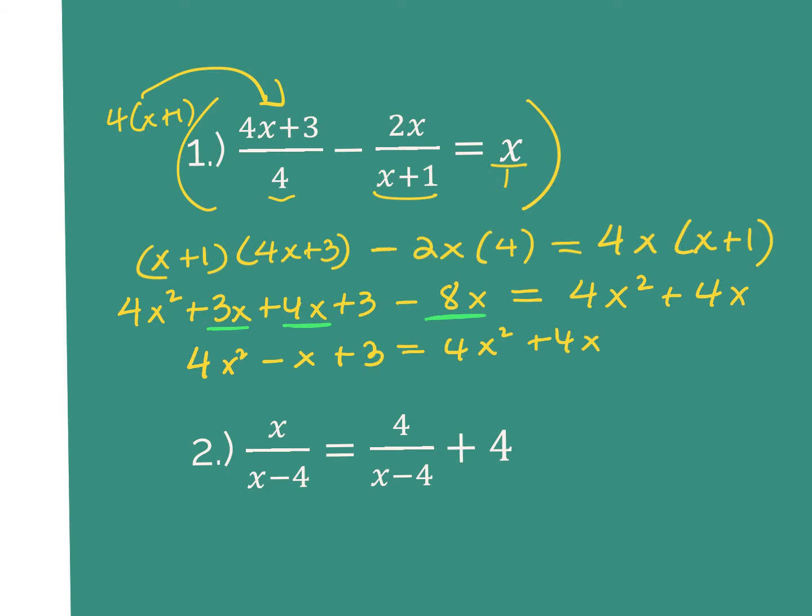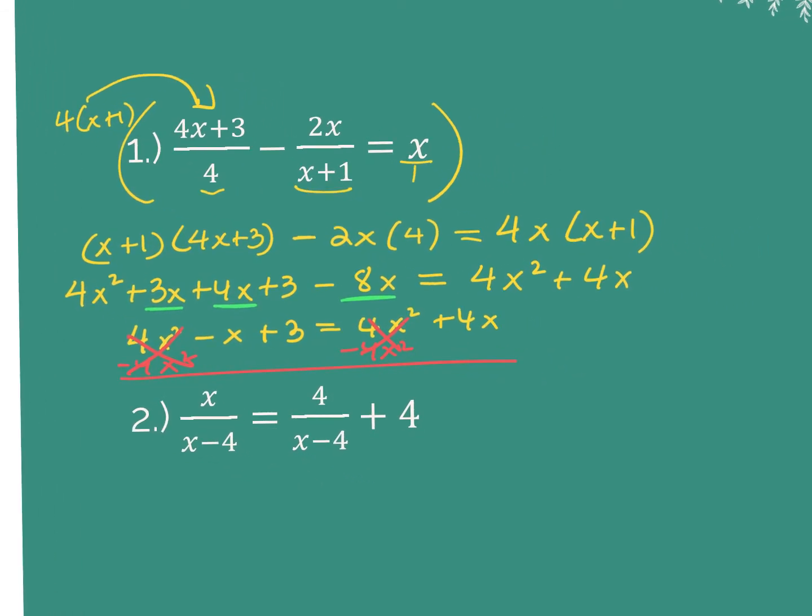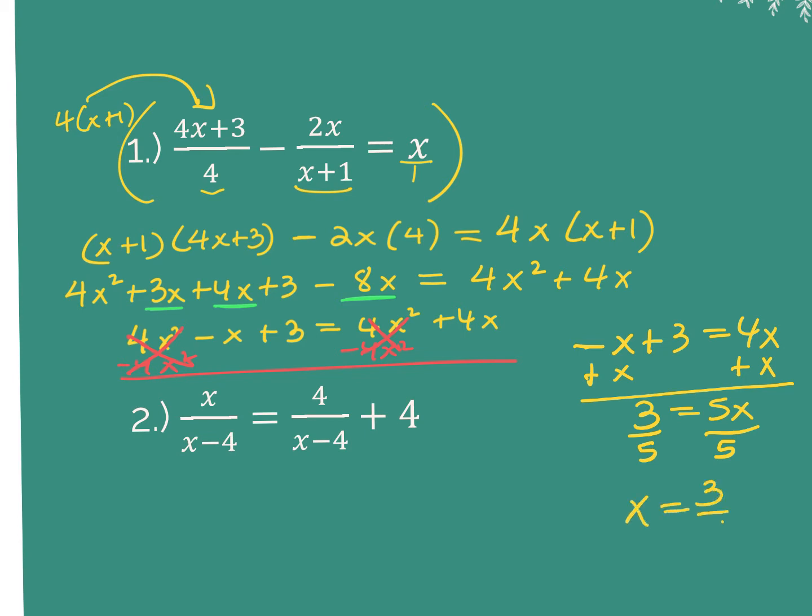So let's go ahead, and when I try to combine my 4x squareds together, notice they cancel. And let me come on over here. So now I'm left with negative x plus 3 equals 4x. I'm going to go ahead and add the x. I get 3 equals 5x. Divide by 5, and x equals 3/5.